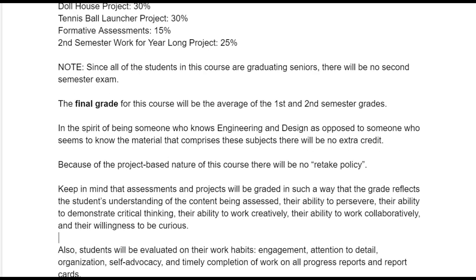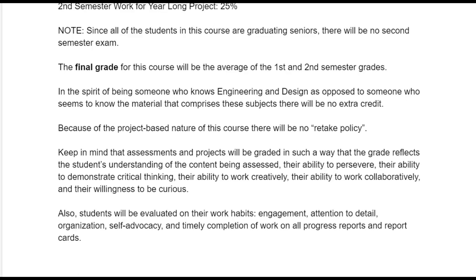Okay, keep in mind that assessment of projects will be graded in such a way that the grade reflects your understanding of the content, your ability to persevere, think critically, work creatively, work collaboratively, and be curious. These are things that, when I'm writing comments on the course, this is what I'm going to be writing to: these skills. So please be aware that these are things that I'm looking for. Can you persevere? Can you think critically? Can you work creatively? Can you work collaboratively? Can you be curious?